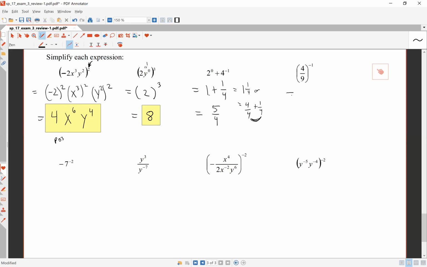4/9 to the negative 1. That's the reciprocal of 4/9. So we take the reciprocal and write it as 9/4.